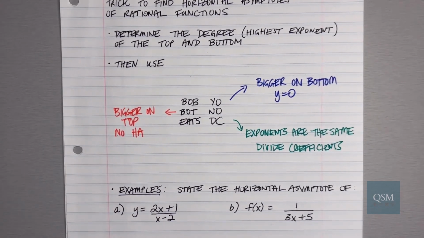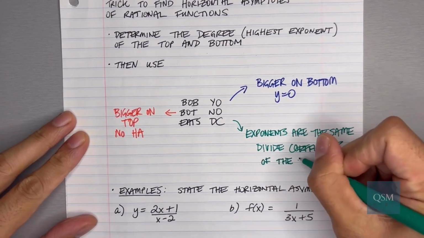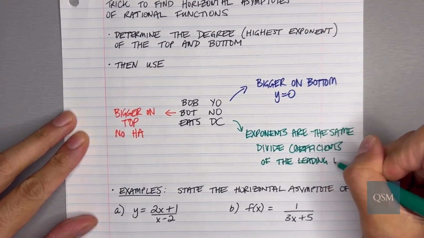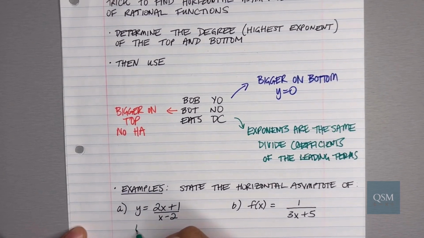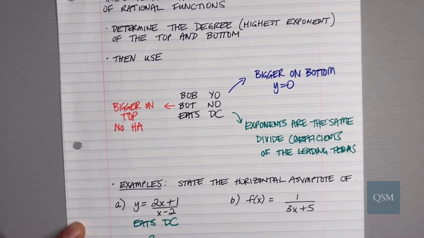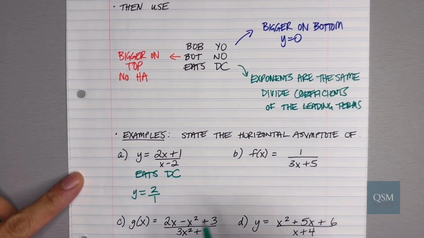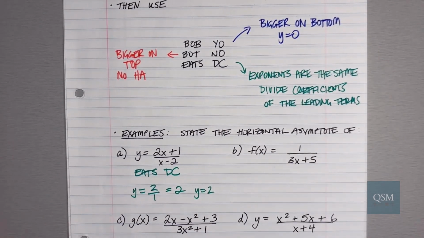The exponents are the same, so we're going to divide the coefficients. And when I say divide the coefficients, I mean the coefficients of the leading terms. And the leading terms are just the terms with the highest exponent. So this is eats DC, and we're going to divide 2 by 1. Those are the coefficients of the leading terms, 2 and 1. So y equals 2 over 1, y equals 2. So our horizontal asymptote is y equals 2.